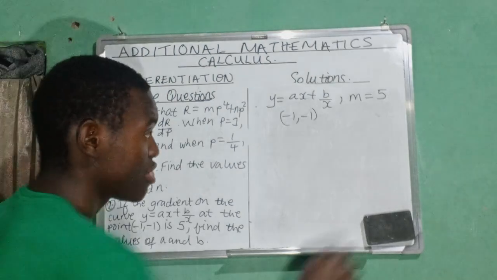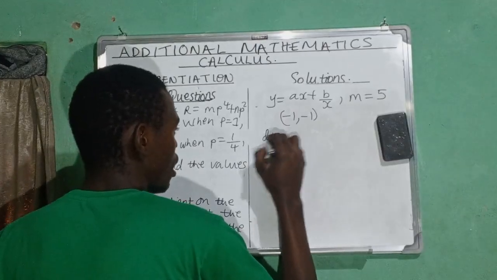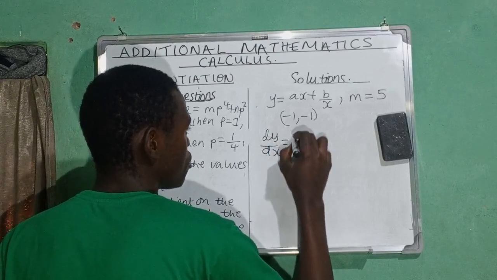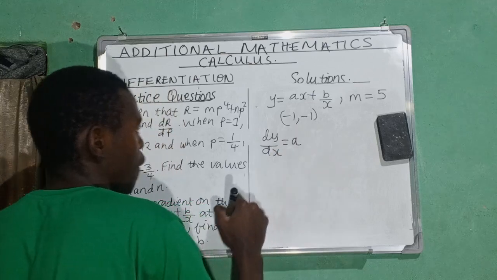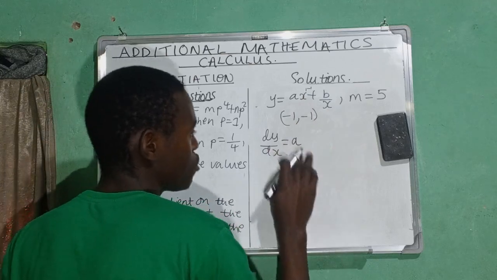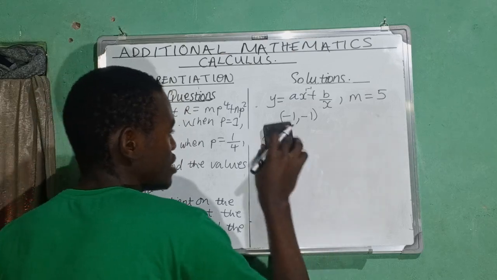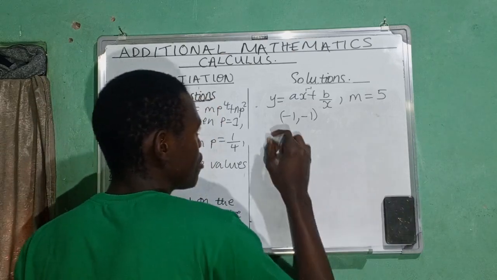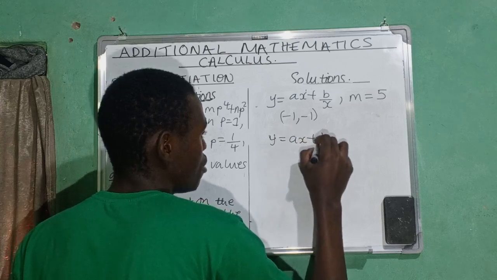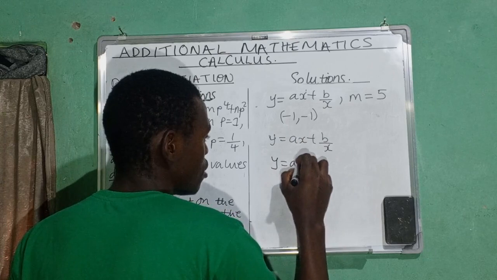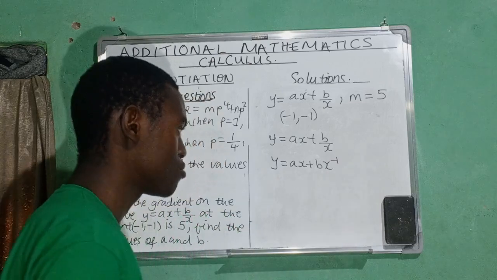The first step is we find the dy/dx, or the derivative. Let me not do it like that, you might get confused about what I do next. So let me just write it like this. y is equal to ax plus b over x, so y is equal to ax plus bx to the power -1.